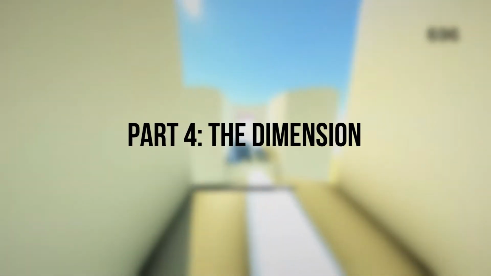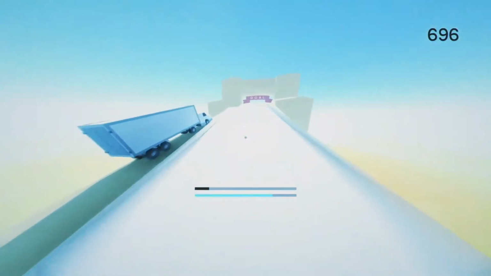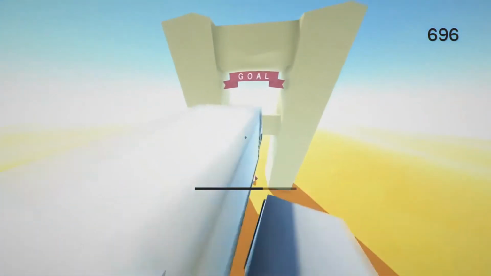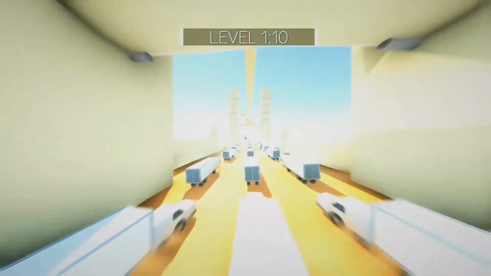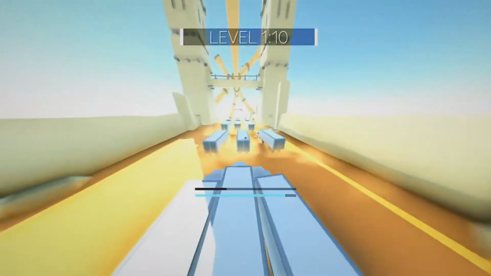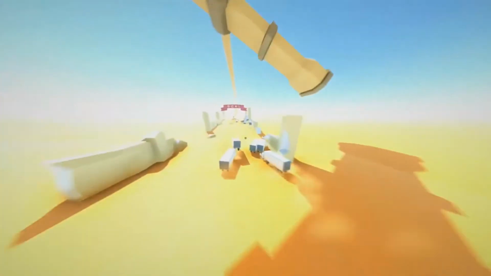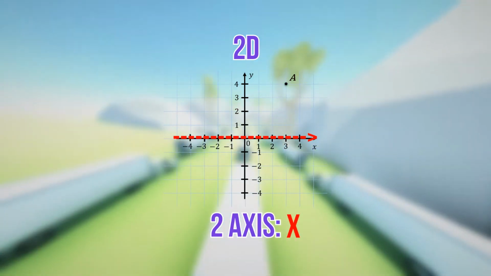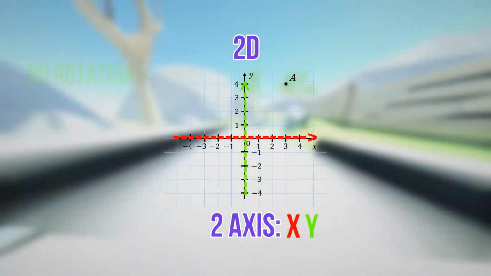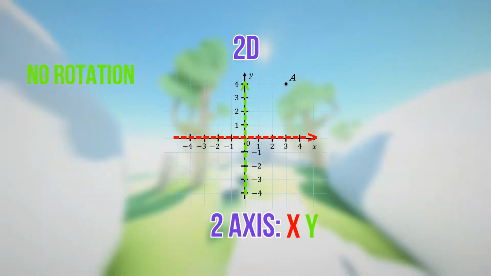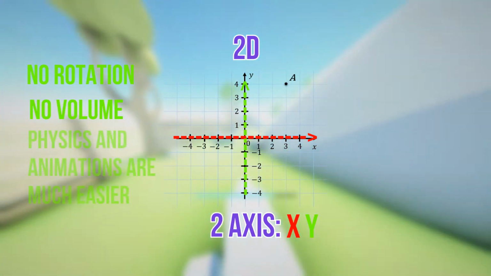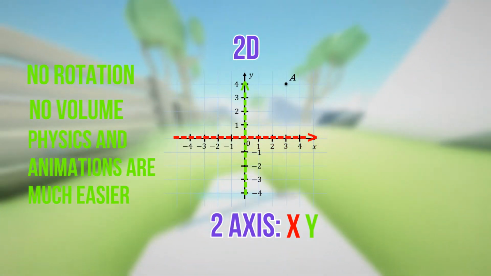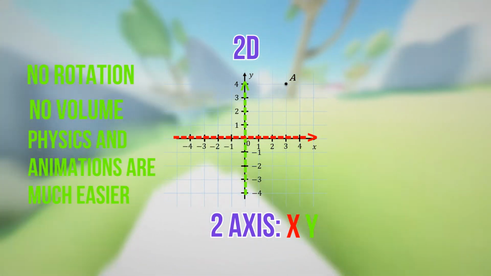Part 4. The Dimension. If you are in love with 3D games but you are a beginner at the same time, it will be very hard for you to work in 3 dimensions. Some of you didn't know, but even 4D games exist, but now not about this. This is 2D, and it has only 2 axes, X and Y. You don't need to use rotation in many cases and work with the object's volume. The physics in 2D is much easier than in 3D, not to mention animations.